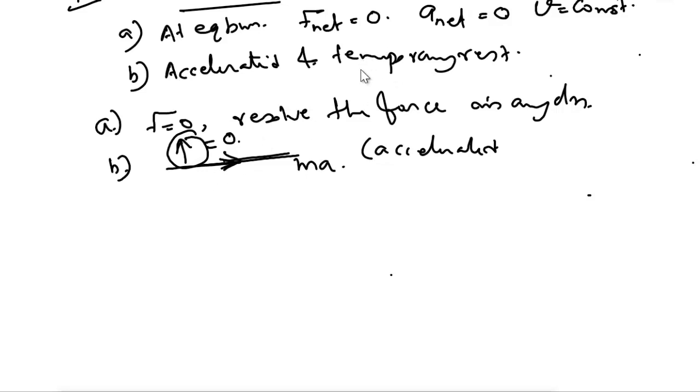Next is, if the object is temporarily at rest. If the object is temporarily at rest, how can we consider that? See, I'll tell you three situations for that. So first one, I am throwing an object with a particular velocity u.